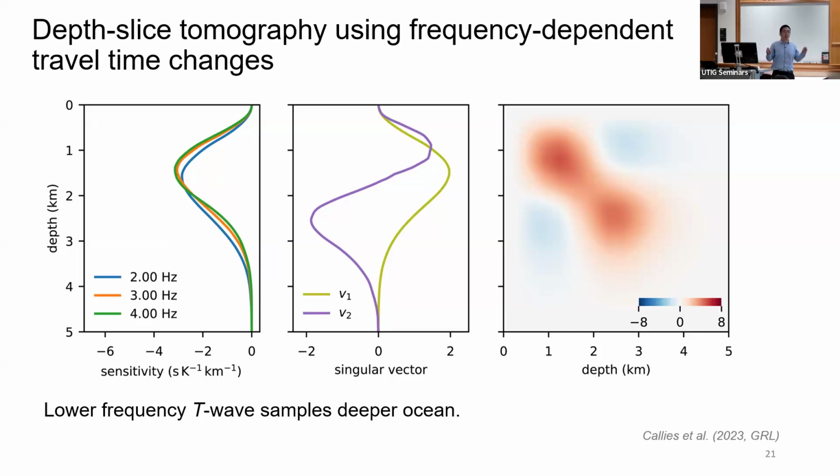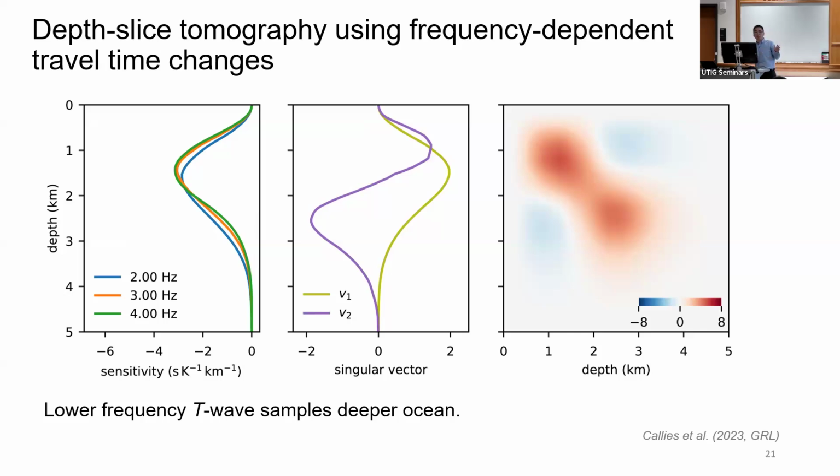This is the same idea as surface wave tomography in seismology. What we can do with these 3 frequency measurements is decompose them with the singular vectors. The middle figure here shows us the first 2 singular vectors. We are going to use these singular vectors to do depth tomography. This is the third singular vector.